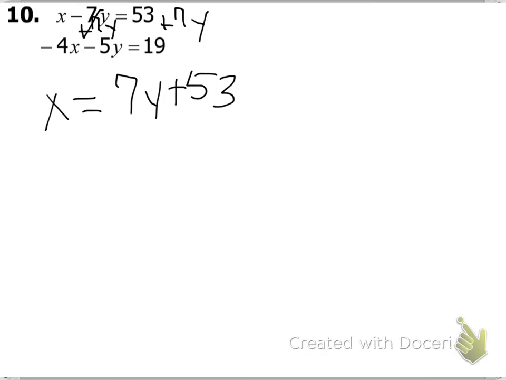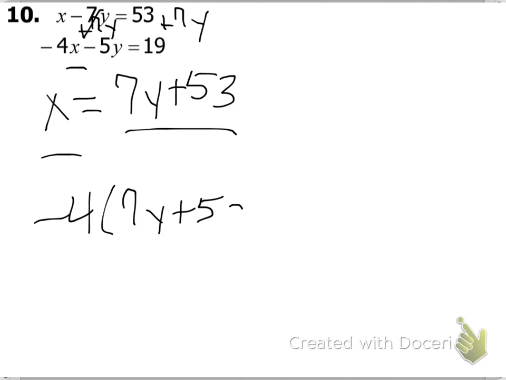Now do I have an equation solved for a variable? Yes, I do. Okay, this is different than the ones we've done. All the other ones were solved for y, right? This one's solved for x. Does my concept change at all? Still the same concept. I'm just replacing x with an expression instead of y this time. X equals 7y plus 53. So I can replace this x in this other equation with 7y plus 53. Does everyone see that? So we get negative 4 times 7y plus 53 minus 5y equals 19. Any questions about that at all?